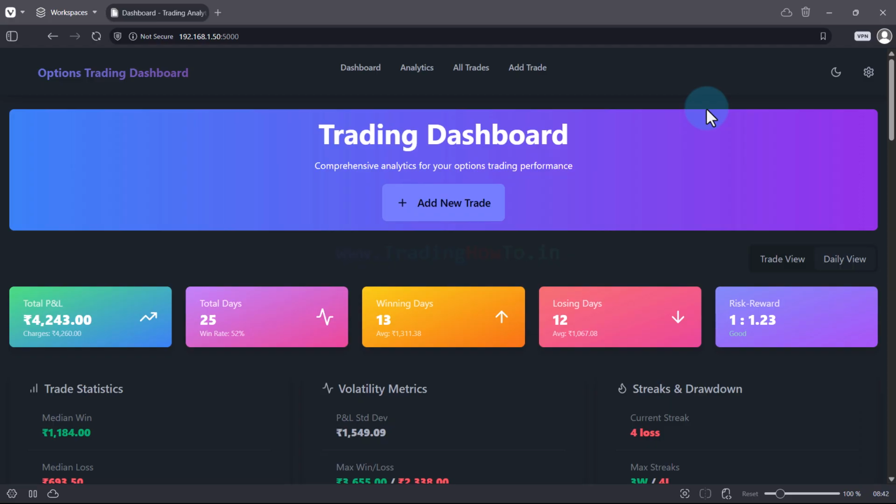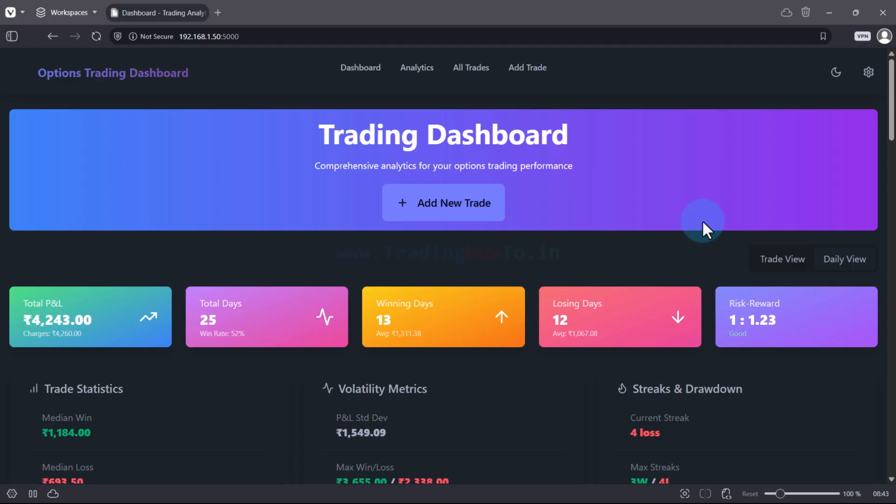Now let's get started with this analysis. What I have done is create this small application for myself, mainly by vibe coding. As you can see here, this is a trading analytics dashboard. I have collected all my trades data and updated that information in my database, and this program displays that data in visual format.